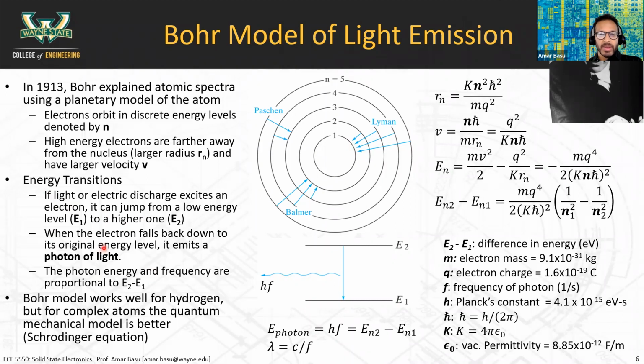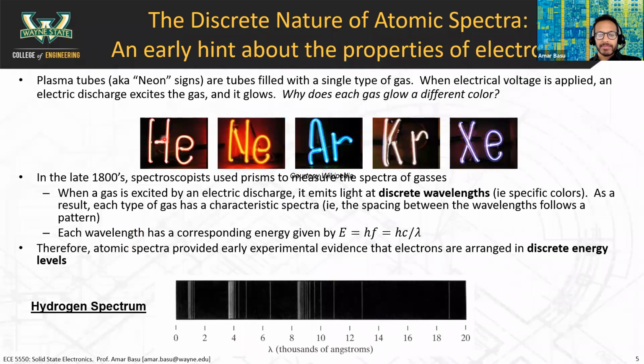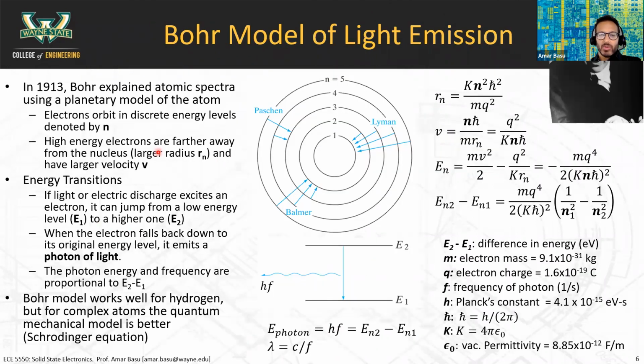So the other concept that Bohr came up with is the concept of energy transitions. He postulated that if you excite a gas like this, you're exciting an atom. When you excite the atom, you basically excite an electron from a lower energy state to a higher energy state. So in this diagram, let's say an electron goes from energy level 1 to energy level 2.